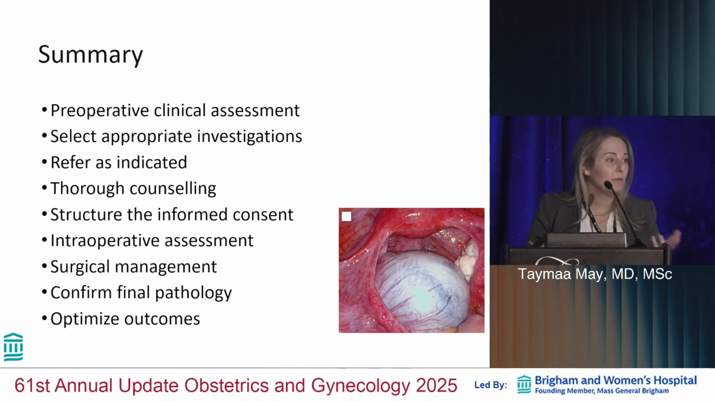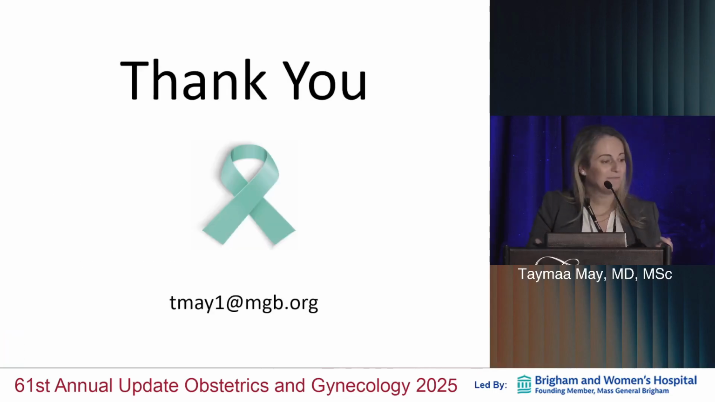So in summary, whenever you're faced with an adnexal mass, you use surrogate markers to say what is the likelihood that this is concerning, what is the likelihood that I should take care of the patient, or what is the likelihood that I should refer. So: preoperative clinical assessment, select the appropriate investigations, refer as indicated. Thorough counseling is probably the number one thing that we would all do with our patients. Structure the informed consent, intraoperative assessment, surgical plan, confirm the final pathology, and then refer again if needed. Thank you.